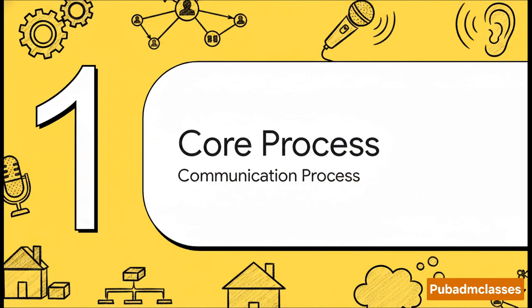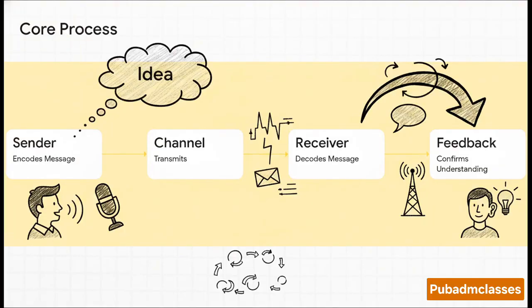First up, Section 1, the core communication process. Every complex theory we'll look at today starts right here. Think of this as the basic engine of communication. The sender kicks things off by encoding a message. That message travels through a chosen media or channel. Then the receiver gets it and decodes it. But the absolutely vital step, and the one exam boards literally love to test you on, is step 4, feedback. Feedback confirms understanding. It's the magic ingredient that transforms communication from a one-way street into a continuous, interactive loop.